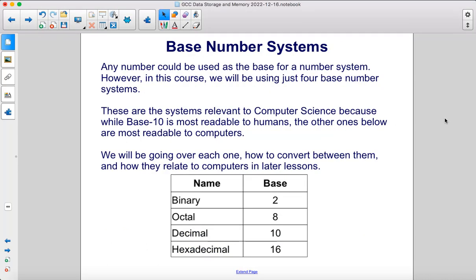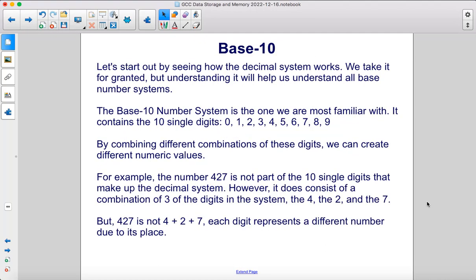Any number could be used as the base for a number system. However, in this course, we will be using just 4 base number systems. These are the systems relevant to computer science, because while base 10 is most readable to humans, the other ones below are most readable to computers. We will be going over each one, how to convert between them, and how they relate to computers in later lessons. Let's start out by seeing how the decimal system works. We take it for granted, but understanding it will help us understand all base number systems.